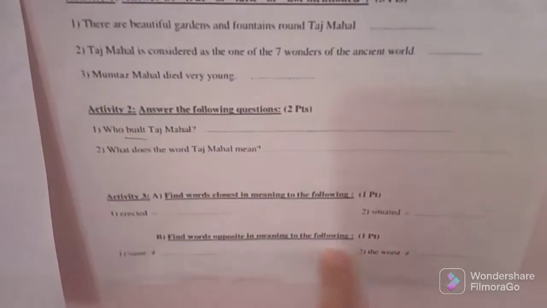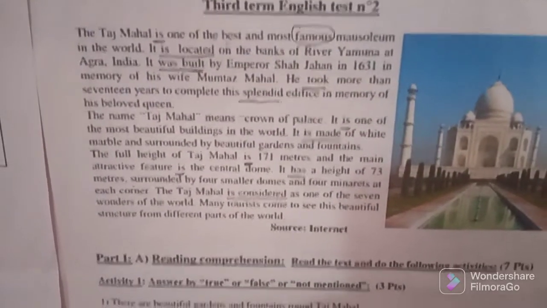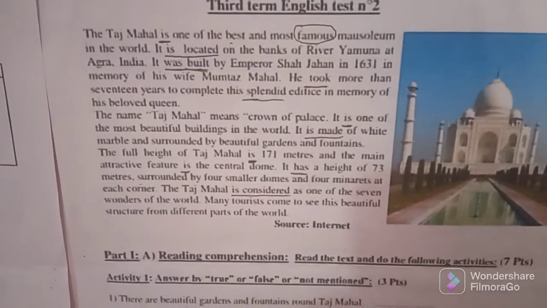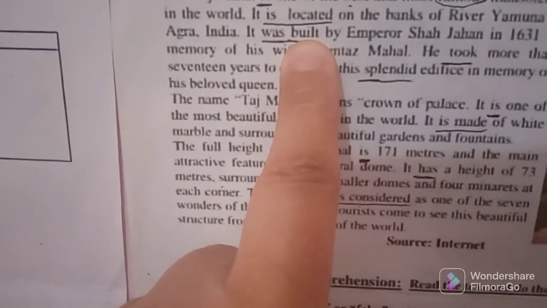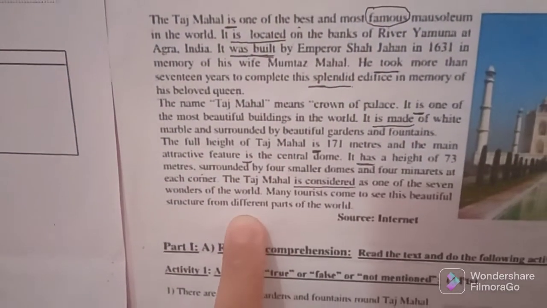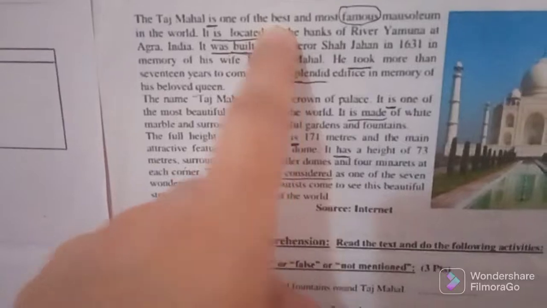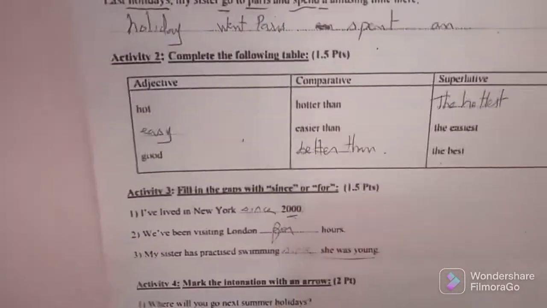We move to the meaning. Find words closest to meaning to the following: erected and situated, same and the worst. Take a moment. Find in the text the words that are closest in meaning to the following. So what does it mean? Erected means built. And situated, located. The same, different. And the worst is the best. This is part 1. We move to part 2.